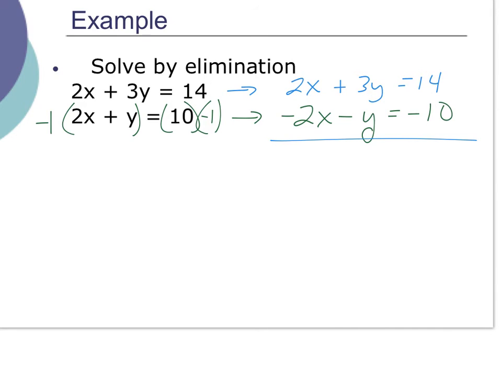So now we can go ahead and cancel out our 2x's again. And in both these cases, the 2x just seem to be the one to be canceled out. Let me state once again that you can cancel out either the x or the y. It doesn't matter which one. So I have 2y equals 4. So y equals 2. I'm going to stick that into an equation.